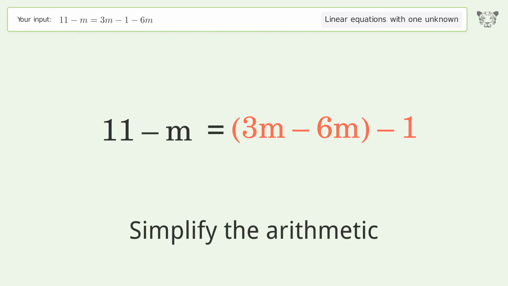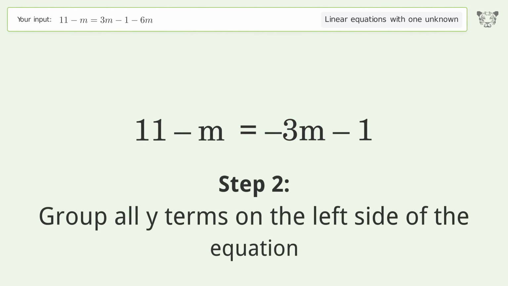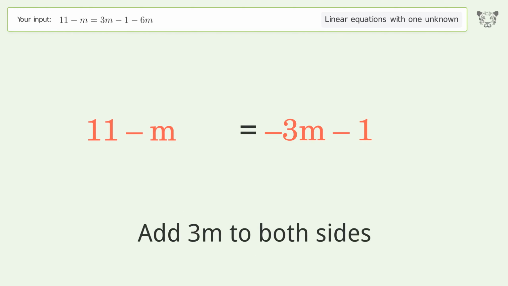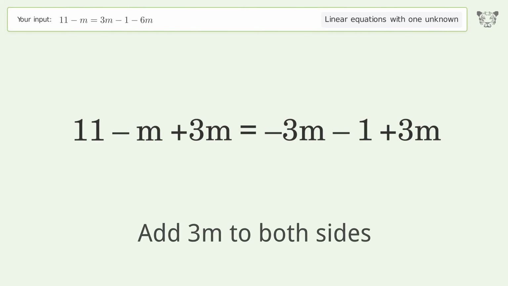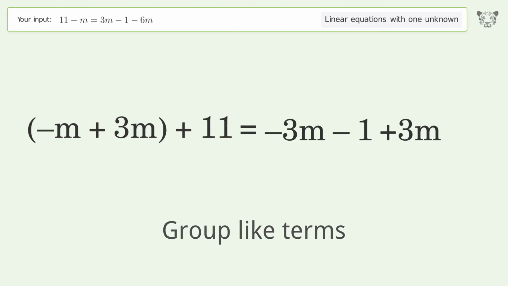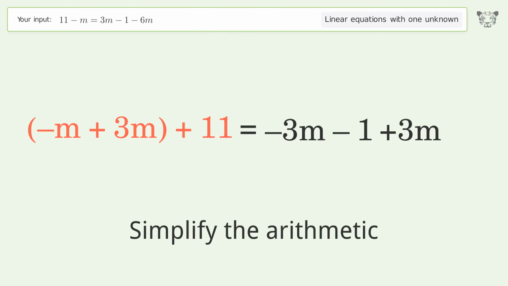Simplify the arithmetic. Group all y terms on the left side of the equation. Add 3m to both sides. Group like terms. Simplify the arithmetic.